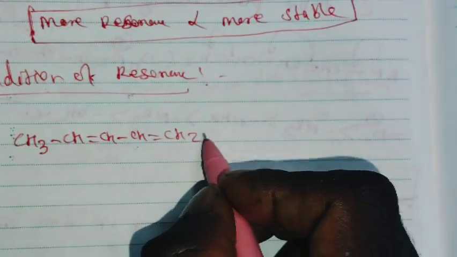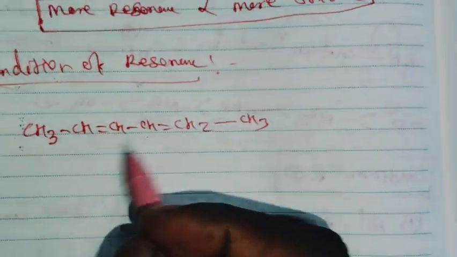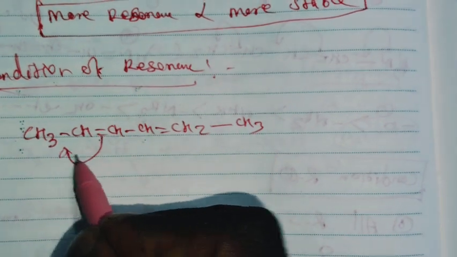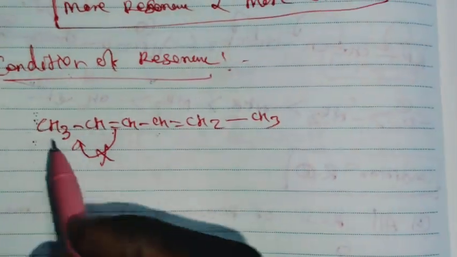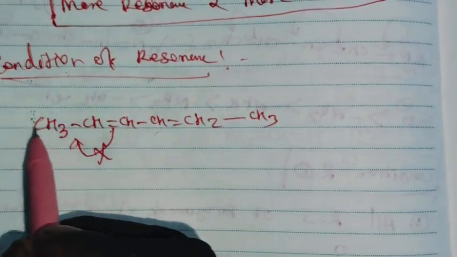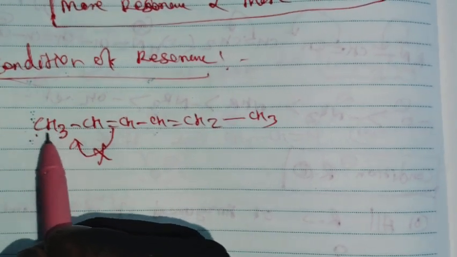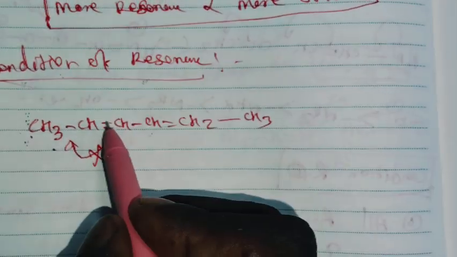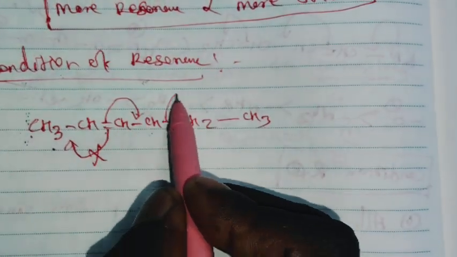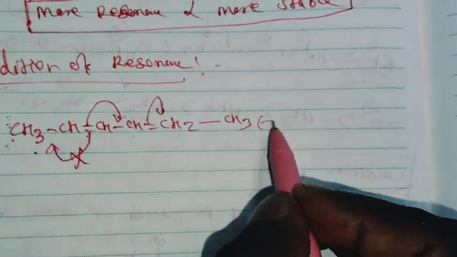bond, CH2, and there is a CH3 like that. Generally, this pi electron cannot move to here, because this carbon is fulfilled with 4 sigma bonds, so it cannot possess a vacant orbital. That's why this pi electron cannot move to here. But this pi electron can be shifted here, so actually it is a resonating structure of another one.